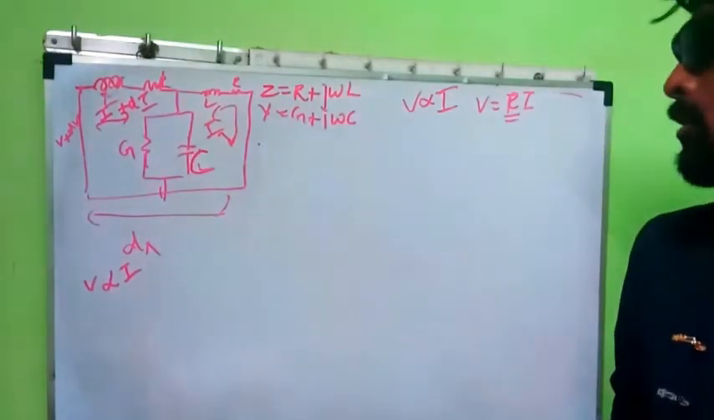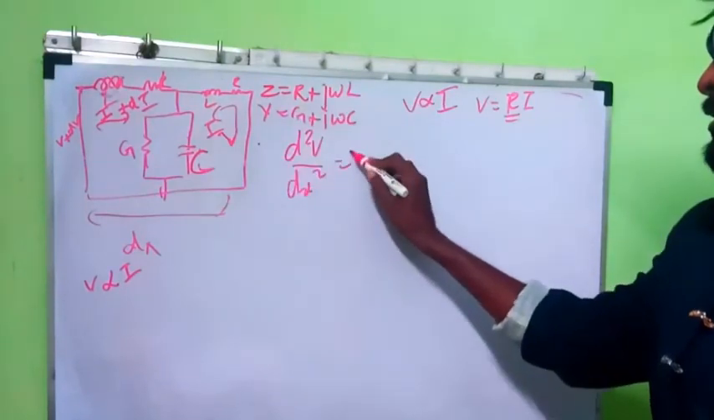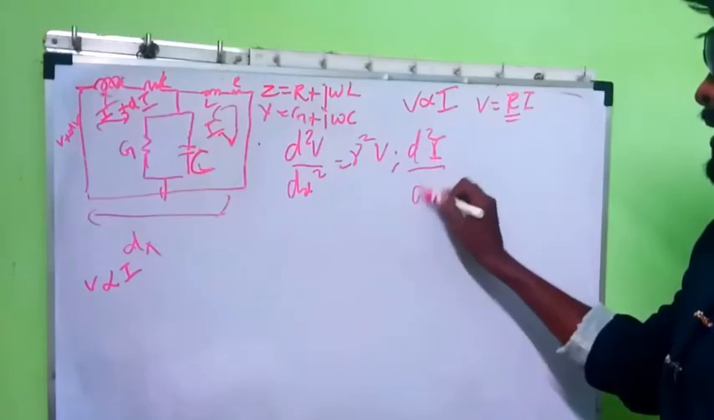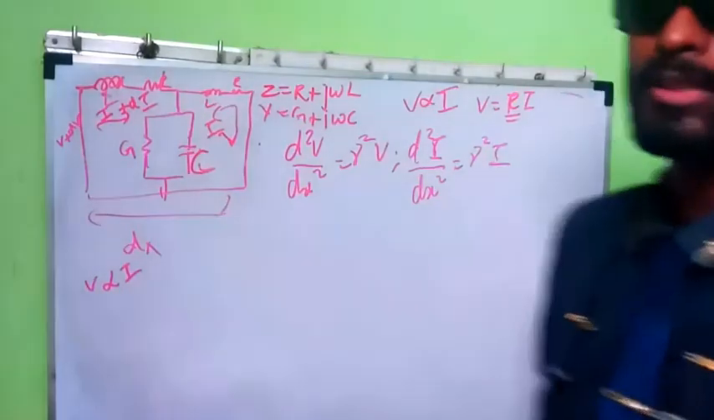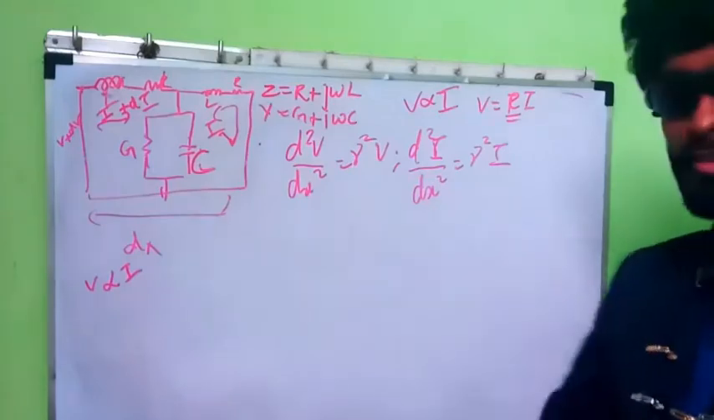So what you should have is d square v by dx square, which is equal to psi square into v, and d square I divided by dx square is equal to psi square into I. Now I'm going to have the differential equation. Look at it right over here. This is how the equation is.